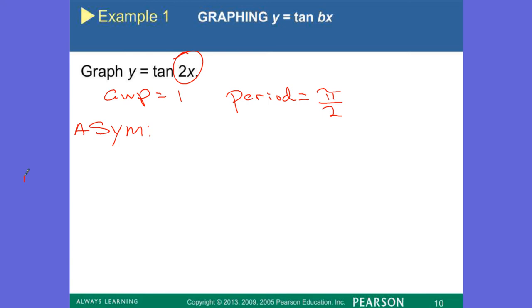Asymptotes. Now, this is what function? Tangent. Because it says tangent. Hey, did you just say cotangent? Yes, she did. Oh yeah. Okay. So now, where are my asymptotes at? Negative pi over 2. So negative pi over 2 times 1 over b.